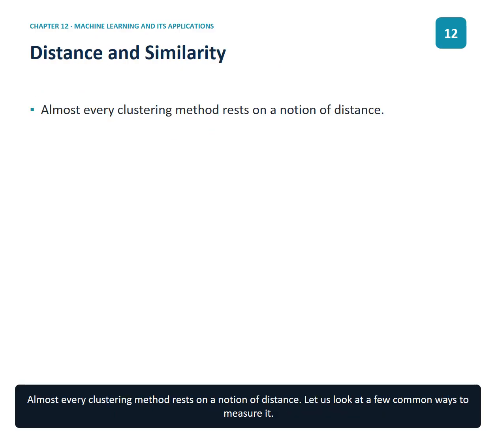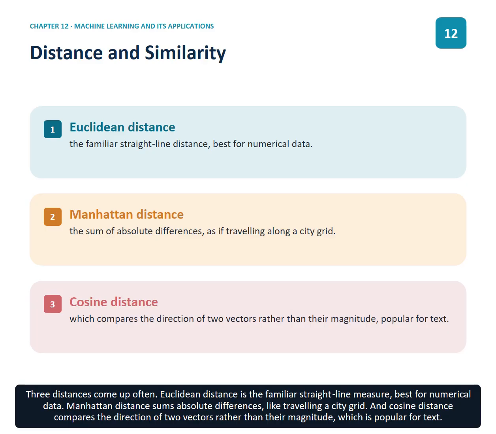Almost every clustering method rests on a notion of distance. Let us look at a few common ways to measure it. 3 distances come up often. Euclidean distance is the familiar straight line measure, best for numerical data. Manhattan distance sums absolute differences, like traveling a city grid. And cosine distance compares the direction of 2 vectors rather than their magnitude, which is popular for text.